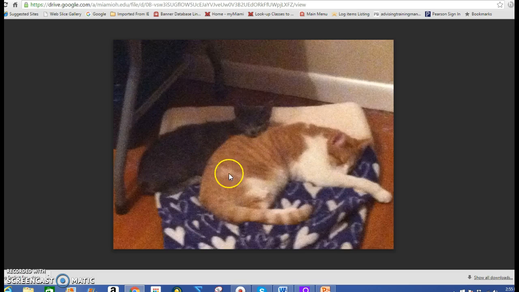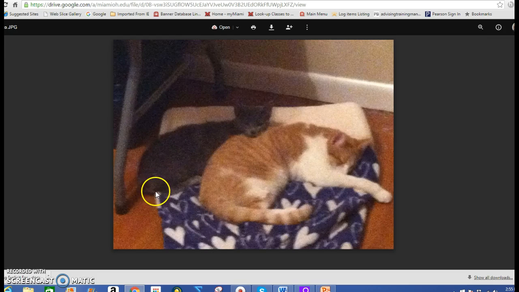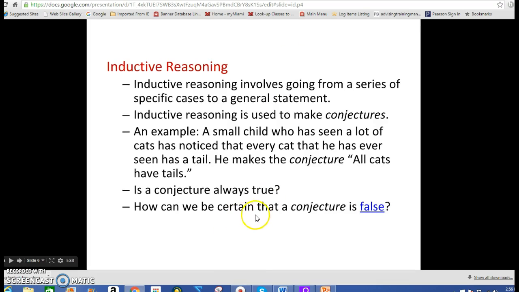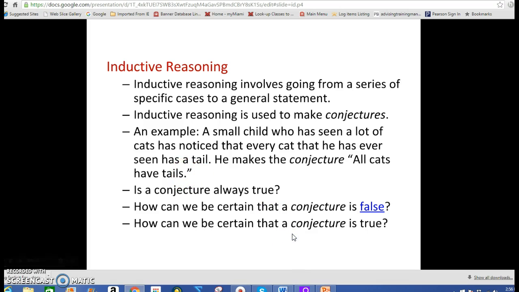So this is a picture of the disabled cats that my daughter adopted. And you can see this one's Scooter in the front. He's got a tail, but Thumper, no tail, but he definitely is a cat. So Thumper is a counterexample, and it only takes one counterexample. So I can have a small child say, hey, all cats have tails, and I only have to show him one cat that doesn't have a tail to help him know that his conjecture is false. It doesn't take more than one counterexample.